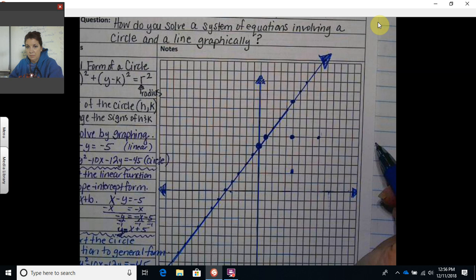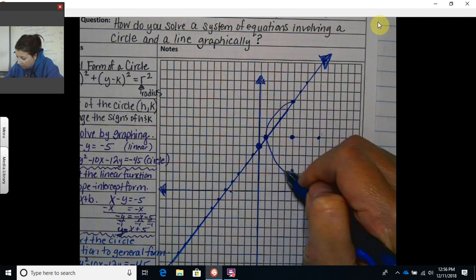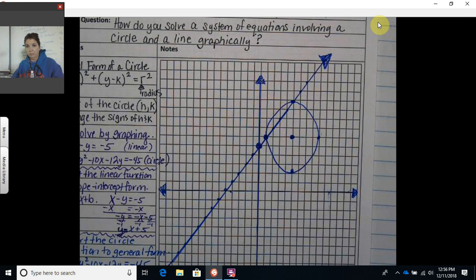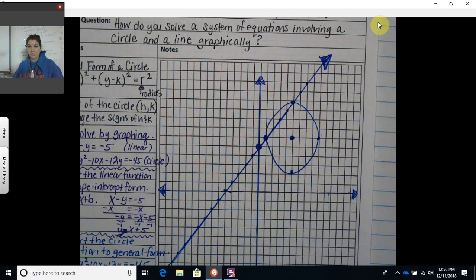And although that looks like a parallelogram, we got to make it look like a circle, which is kind of hard without a compass, but I don't have any compasses. So I'm going to do my best to make it look like a circle. It's not very pretty, but how many ordered pairs do this line and this circle have in common? 2. Those 2 ordered pairs are the solutions.